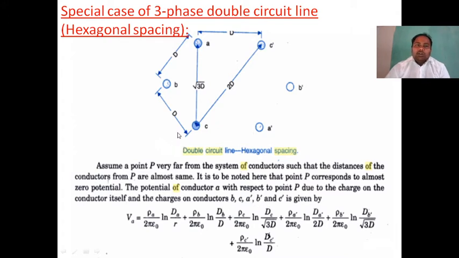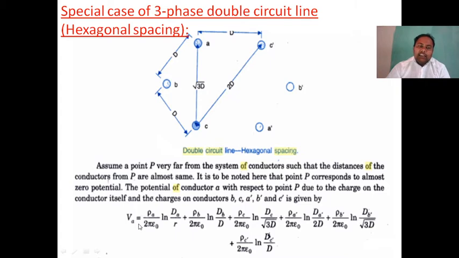So we assume one point P. The distance between conductor A and point P is dA. The distance between conductor B and point P is dB. The distance between conductor A dash and point P is dA dash. So while finding the potential V A, why do we take A? Conductor A is the reference. By considering conductor A as the reference quantity, we find the potential difference of all the potentials.